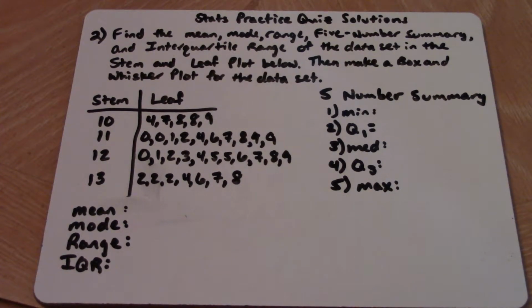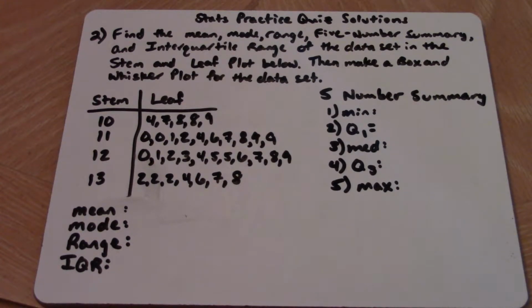Okay, ladies and gentlemen, here is the video for number 2 on the statistics practice quiz. Problem reads: find the mean, median, mode, range, 5-number summary, and interquartile range of the data set in the stem and leaf plot below. Then make a box and whisker plot for the data set.